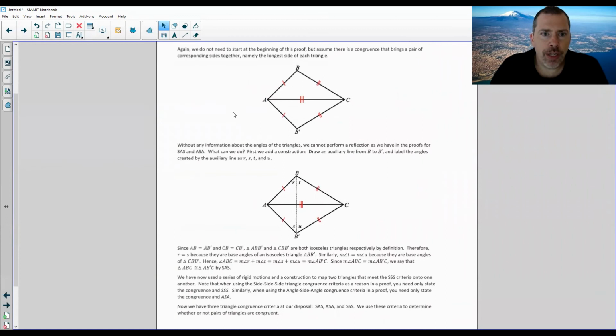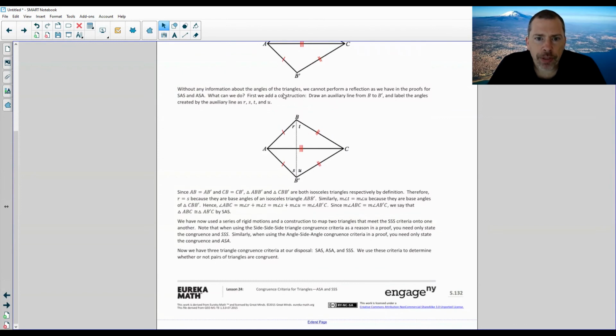Proof. Again, we do not need to start at the beginning of this proof, but assume there is a congruence that brings a pair of corresponding sides together, namely the longest side of each triangle. So AC came from A prime, B prime, C prime being translated so that C prime lands on C, and then rotated so that A prime, or A double prime, lands on A, and thus B prime is right here. So that's where we are. They're calling it B prime in this case, but it should actually be B triple prime.